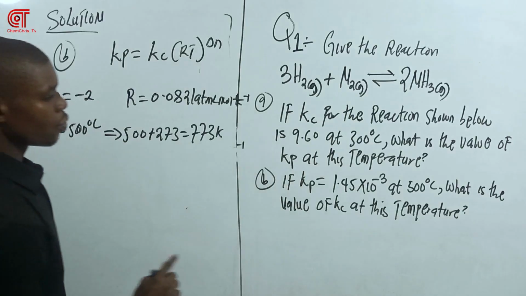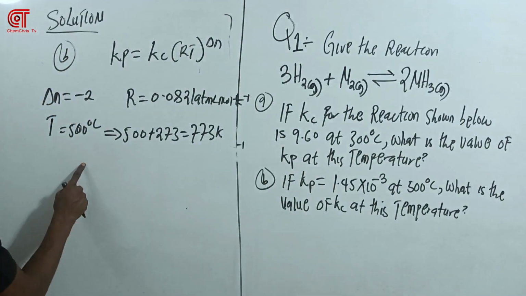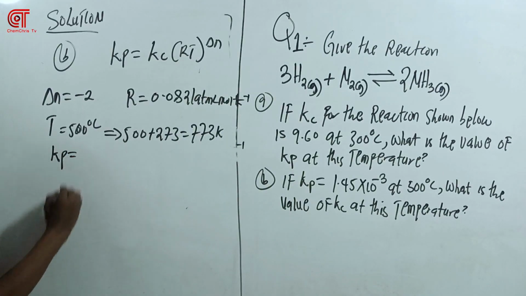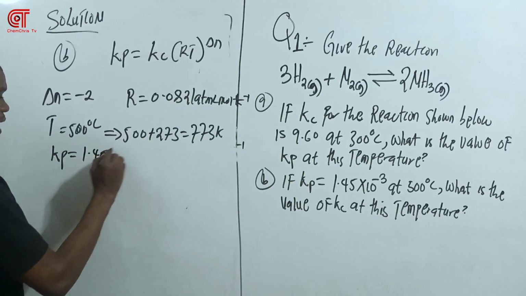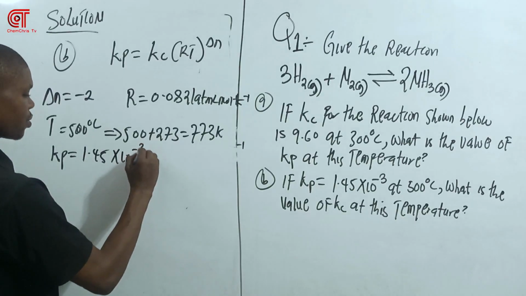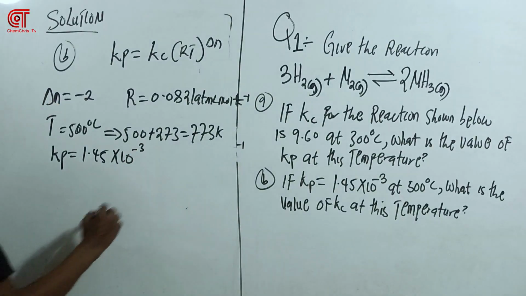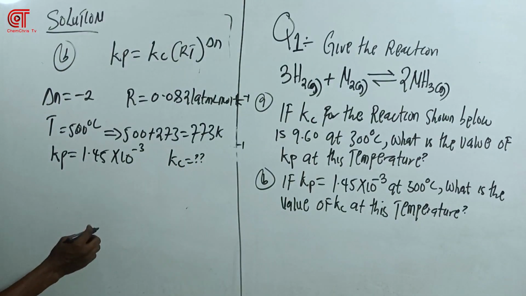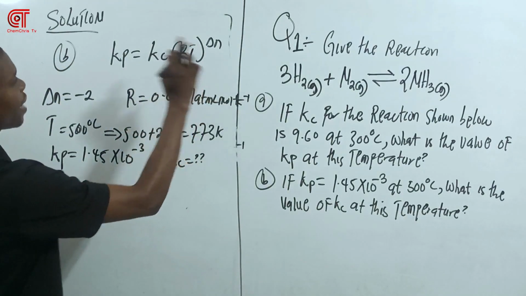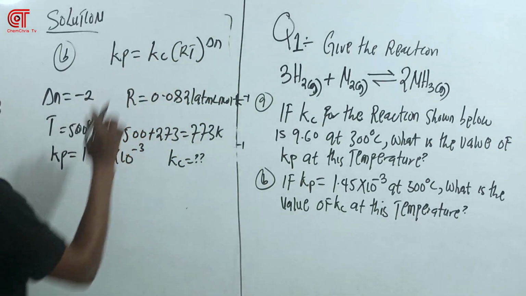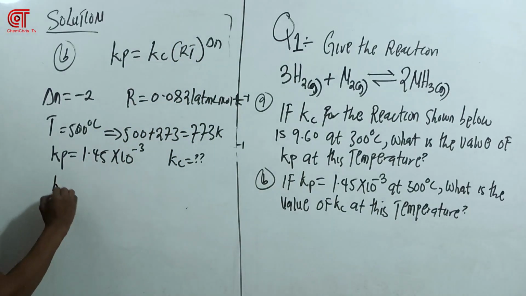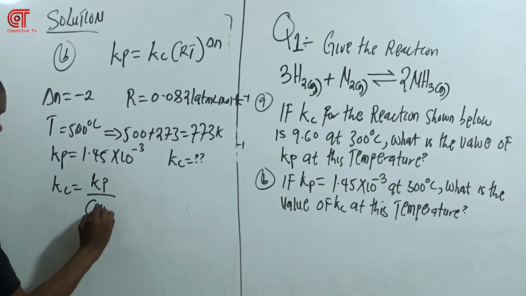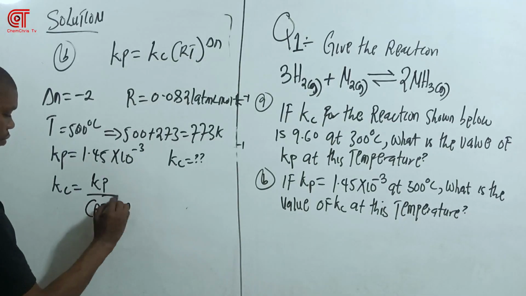So what am I going to do now? The Kp was given to me as 1.45 times 10 to the power minus 3. I'm looking for Kc. So now if you divide both sides, make Kc the subject of your formula. Here we have Kc equals Kp over (RT) to the power change in n.